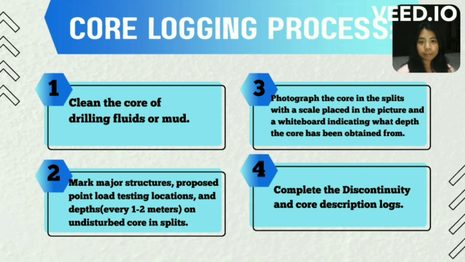Next, we have the core logging processes. The first step is to clean the core of the drilling fluids or muds, followed by the marking of major structures, proposed point load testing locations, and depths every 1 to 2 meters on undisturbed core in splits. Next is to photograph the core in the splits with the scale placed in the picture and the whiteboard indicating what depth the core has been obtained from, followed by the discontinuity and core logging description logs.